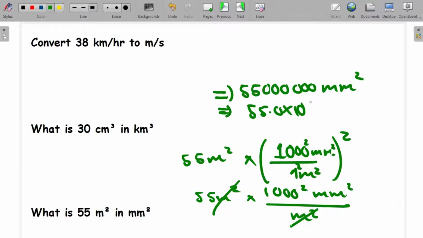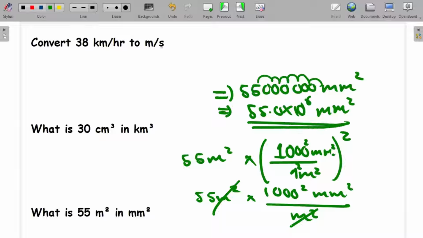55.0 multiplied by 10 to the power what? What will be the power here? Since we have 6 zeros, 1, 2, 3, 4, 5, 6, times 10 to the power 6 square millimeters. That will be our final answer, and that means we are done with this particular question.